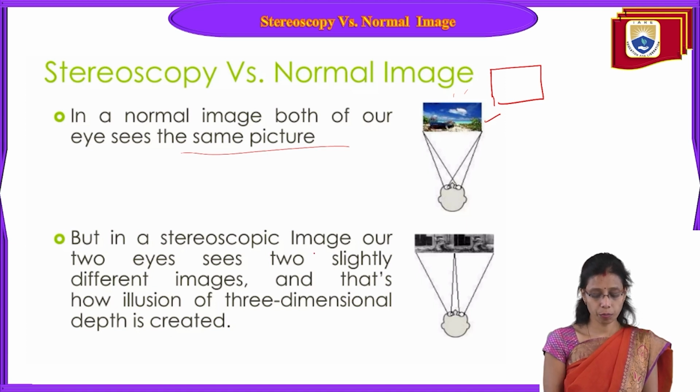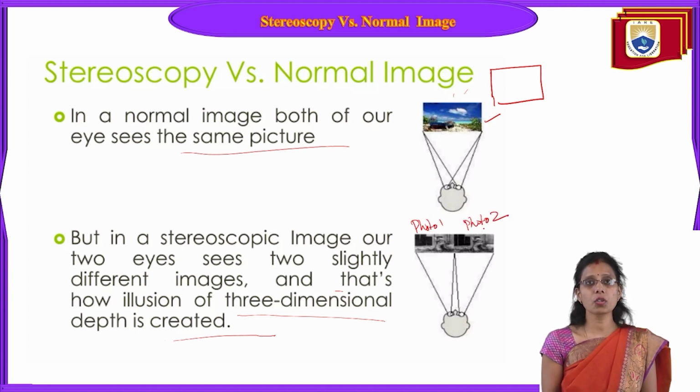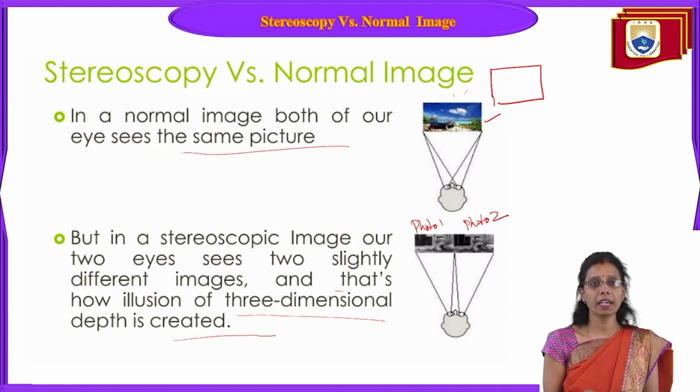But in a stereoscopic image, our two eyes see two slightly different images, and that's how the illusion of three-dimensional depth is created. Now, in a stereoscopic image, this is photo 1, this is photo 2. Always remember, a stereo pair we have to take from the same flight line direction, and from the same flight line series, photo 1 and photo 2. We cannot take photo 1 and photo 3. We have to take photo number 1 and 2.